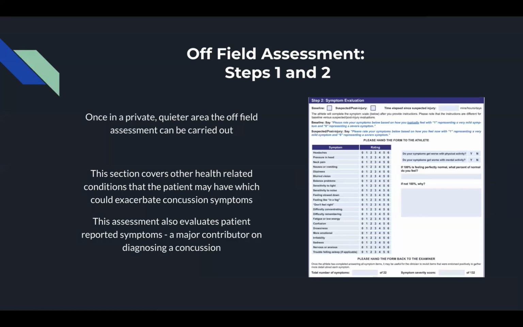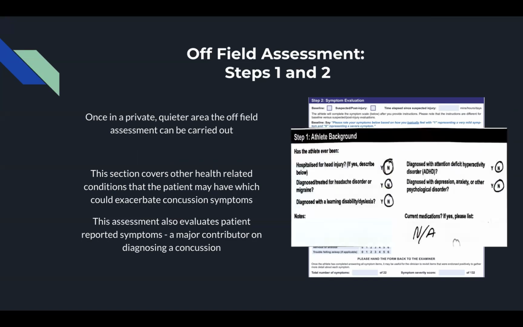Also, in this section, step two, it's a symptom evaluation. This is huge for conducting a proper SCAT6 and also coming to a conclusion of whether or not you want to diagnose a concussion. As you can see at the top, there are a couple of boxes you can check. Is this a baseline or is it following a suspected post-injury? Also, if it's indicated as suspected post-injury, you need to put what time has elapsed since the suspected injury. And as we always say, you should never go off the instructions. You should always read the instructions in their entirety to the athlete. Since this is a suspected post-injury, you would say, please rate your symptoms below based on how you feel now, with 1 representing a very mild symptom and 6 representing a very severe symptom.